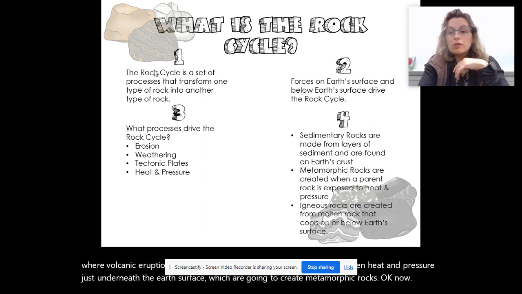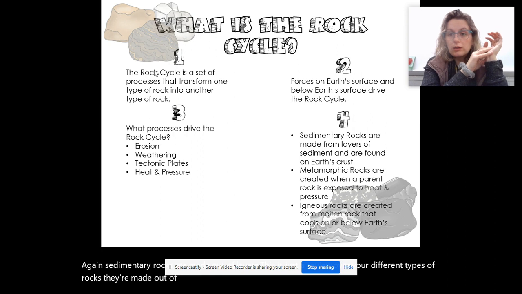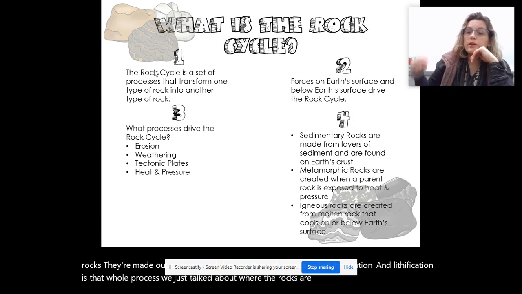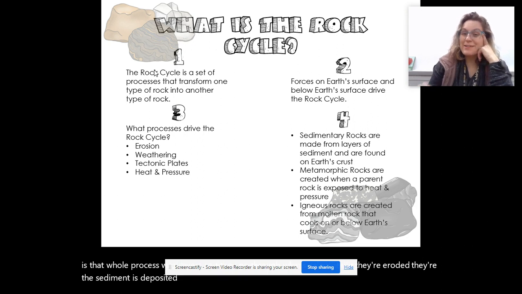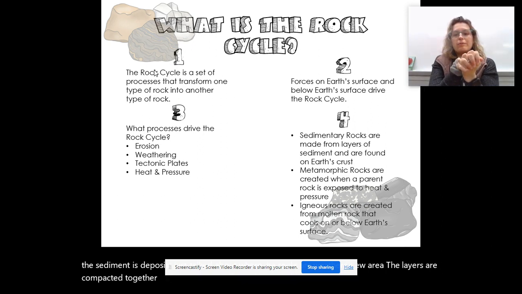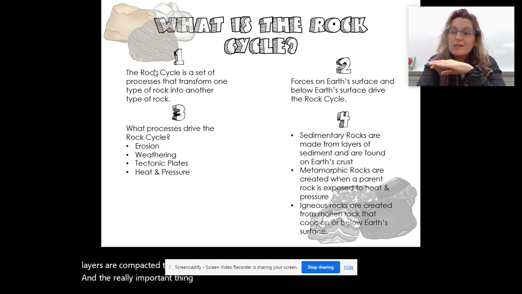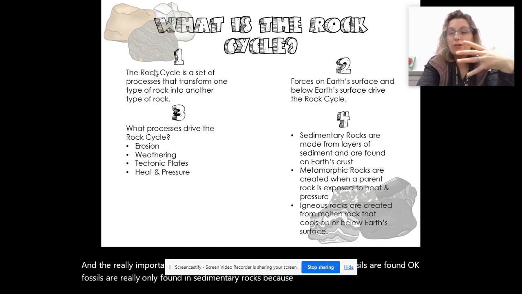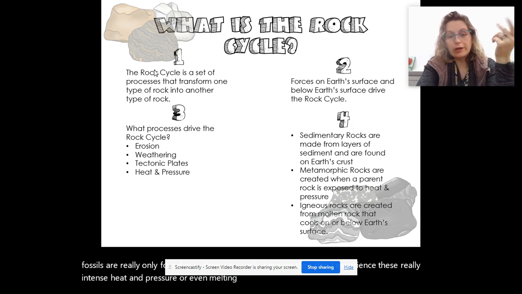Now, again, sedimentary rocks are made out of layers. This is just a review over your different types of rocks. They're made out of layers, and they go through what's called lithification. And lithification is that whole process we just talked about, where the rocks are weathered, they're eroded, the sediment is deposited into a new area. The layers are compacted together and then cemented by the minerals, okay? And the really important thing about sedimentary rocks is that's where fossils are found, okay? Fossils are really only found in sedimentary rocks because they don't experience these really intense heat and pressure or even melting like igneous and metamorphic.